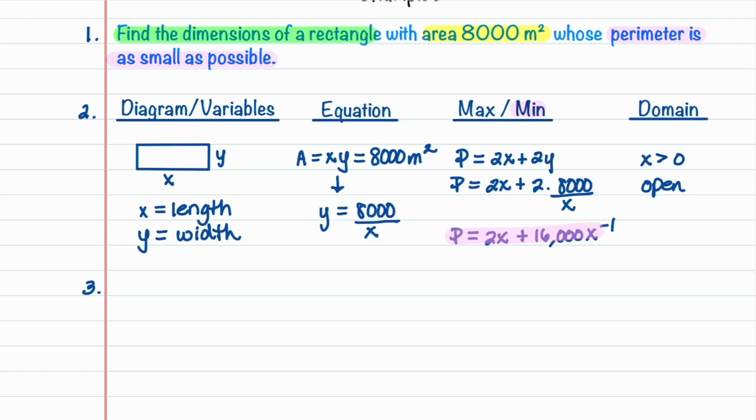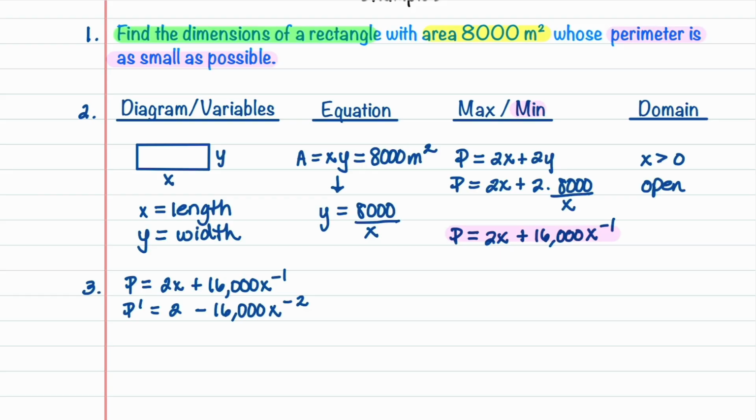So I'm going to go ahead and highlight this. That's what we need to take the derivative of. Let's copy it down. P is 2x plus 16,000 x to the minus 1. Now we can take the derivative. P prime is equal to 2 minus 16,000 x to the minus 2.